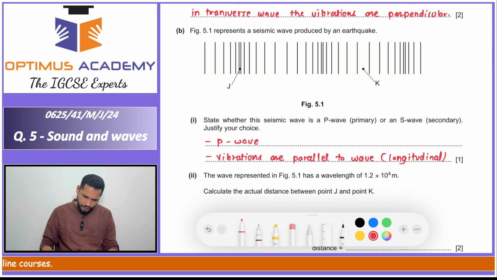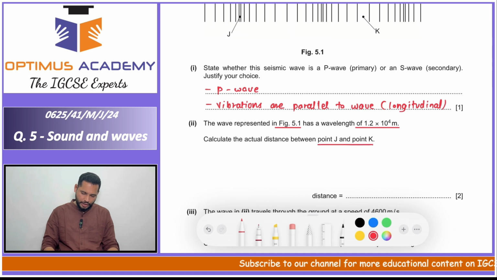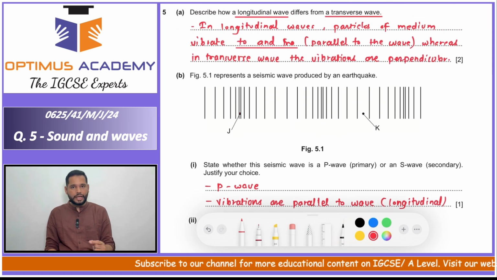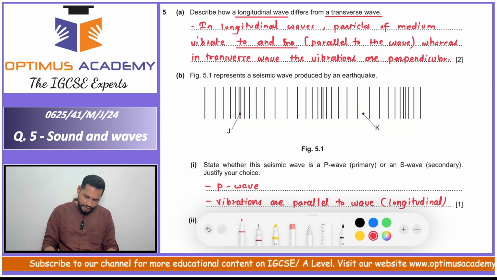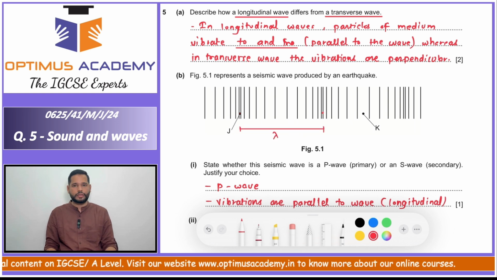Next question, the wave represented in figure 5.1 has a wavelength of 1.2 × 10^4 meters. Calculate the actual distance between point J and point K. We'll try to understand from the diagram. Point J is indicating a compression. The next compression we can see is somewhere here. So from here to here on the diagram is one wavelength.